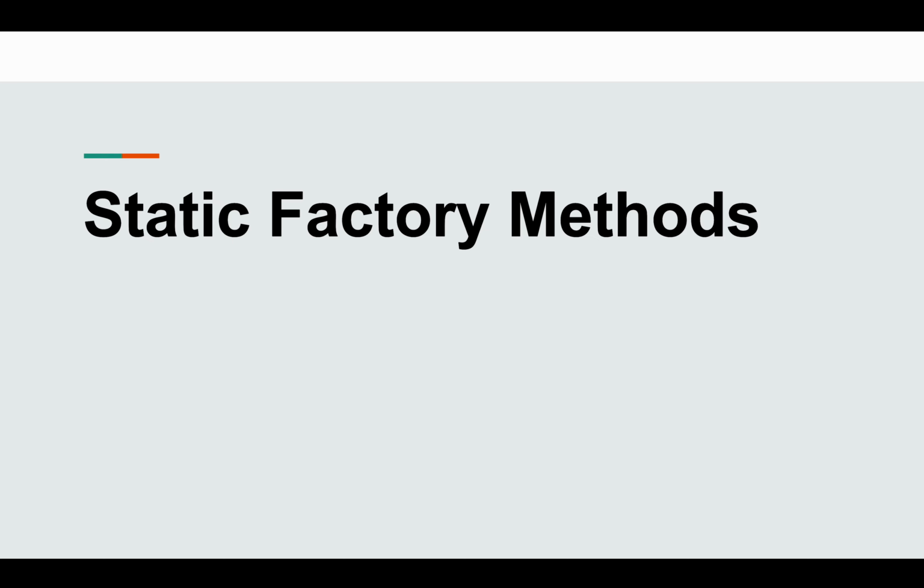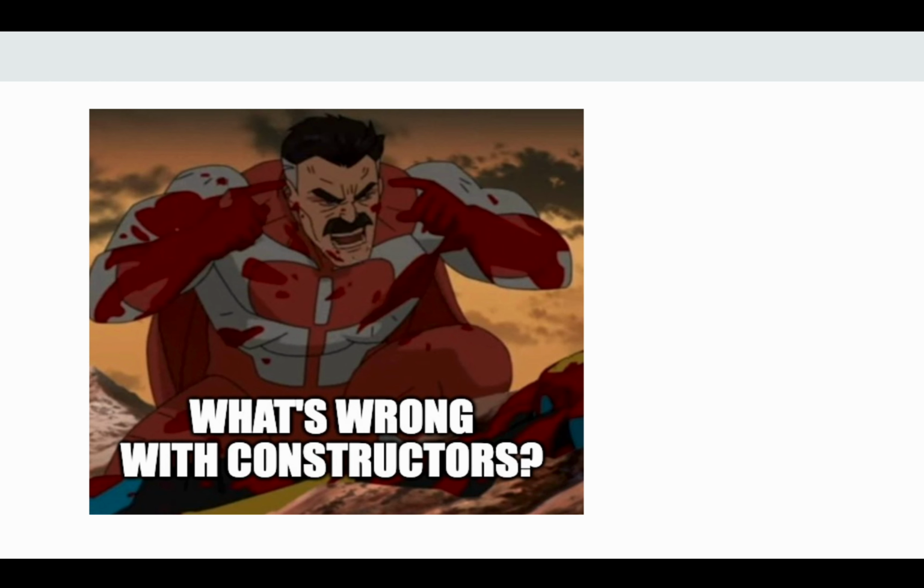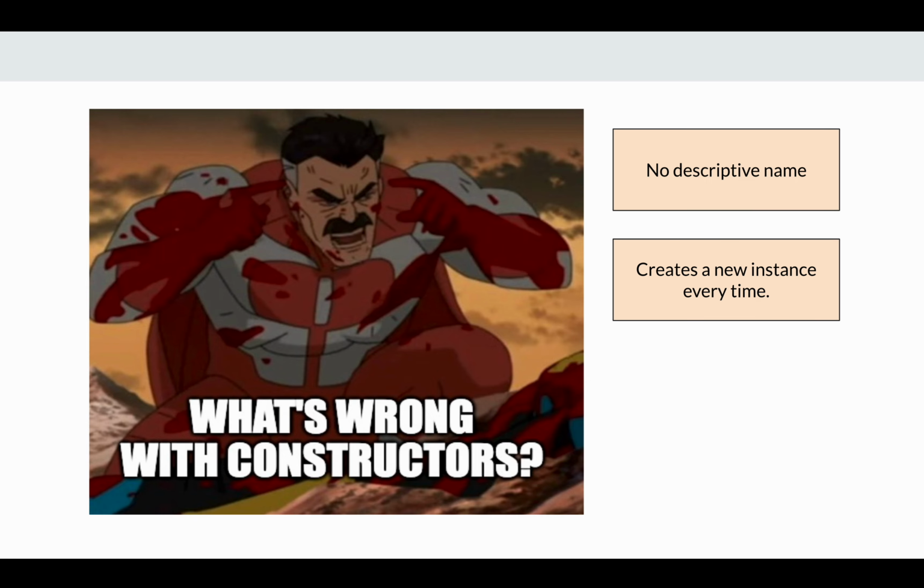But before going forward, we need to answer one question. What's wrong with constructors? There are three things. The first one is no descriptive name. The second is they create a new instance every time. And the third one is they return an instance of the same type. Now all these three things can be overcome using static factory methods. These are actually the advantages of static factory methods over constructors. So let us see all these three things in detail now.